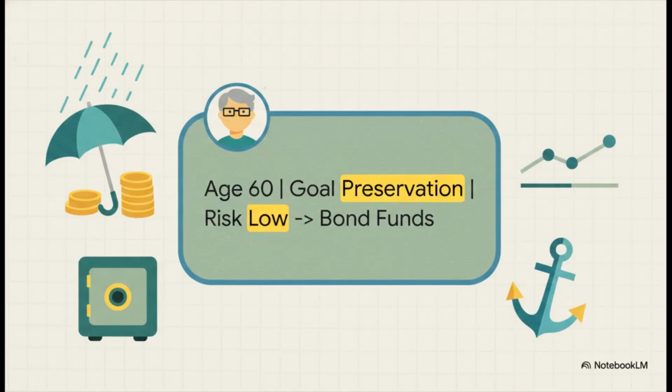On the flip side, look at Figure 13. Example 2 is a 60-year-old owner of a family-run bakery in Montreal who's getting ready to retire. His main goal is capital preservation. He wants to protect the wealth he's already built from his business. His time horizon is short, and he simply cannot risk a market crash wiping out his nest egg right before he stops working. So the right move here shifts to bond funds, steady income, low volatility.